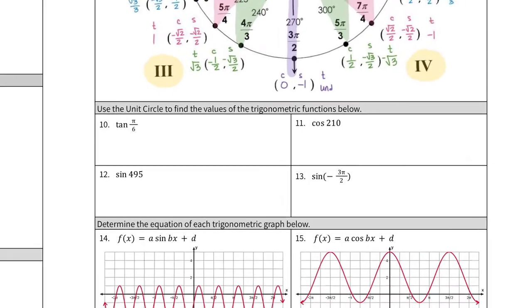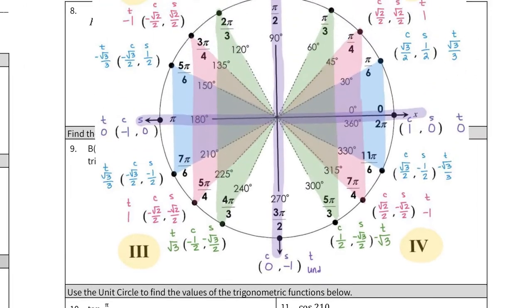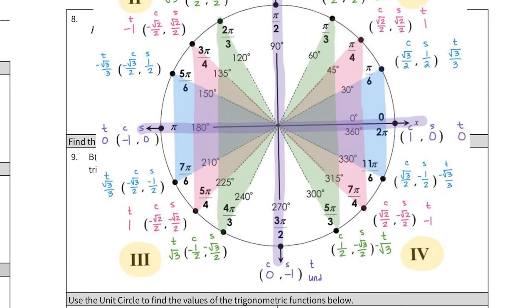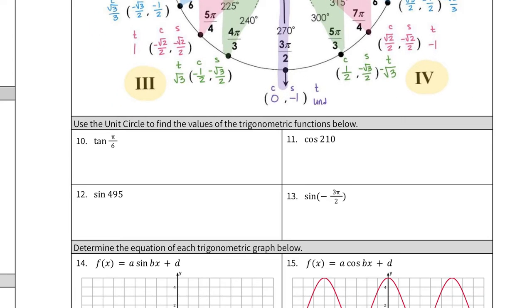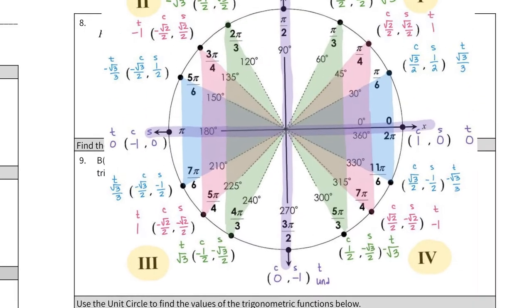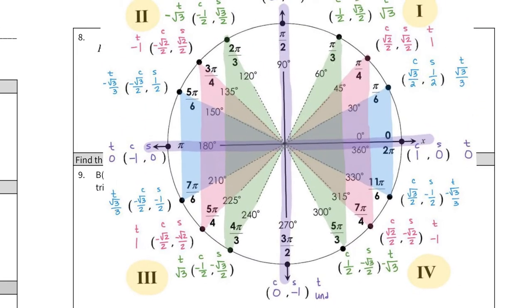The first one says to find tan of pi over 6. So I'm going to look for pi over 6. It's right here. And then tangent is just square root of 3 over 3. Okay, next one says to find cosine of 210. So let's find 210. It's right here. So if they want cosine, that's the x value. So negative square root of 3 over 2.